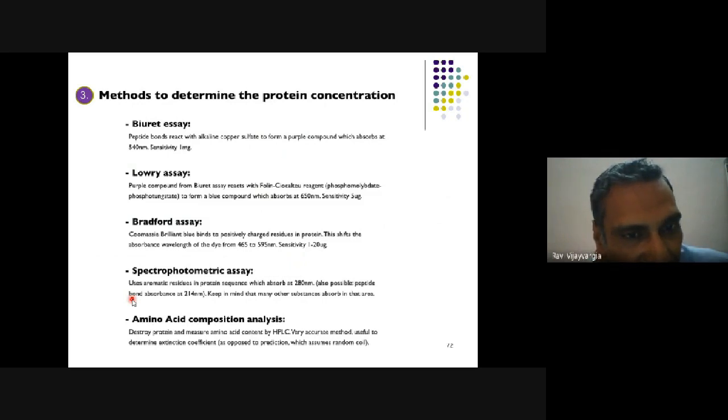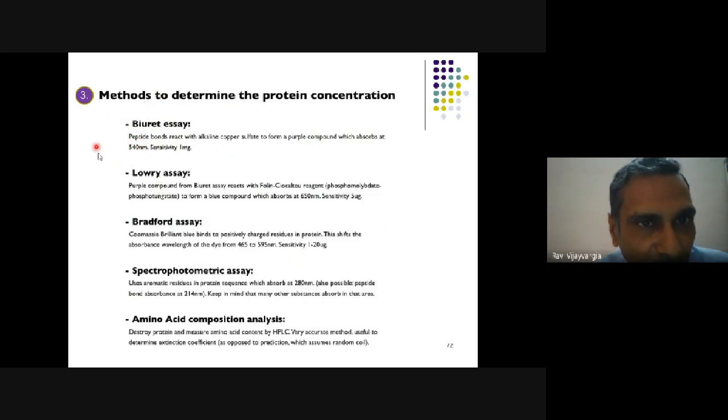Okay, so there are different ways in which you can quantify your protein. There are several spectrophotometric methods in which the proteins can react with different components, like for example the biuret assay, in which the peptide bonds within the proteins will bind to the alkaline copper sulfate, and it will produce a purple color compound which can be read at 540 nanometer.